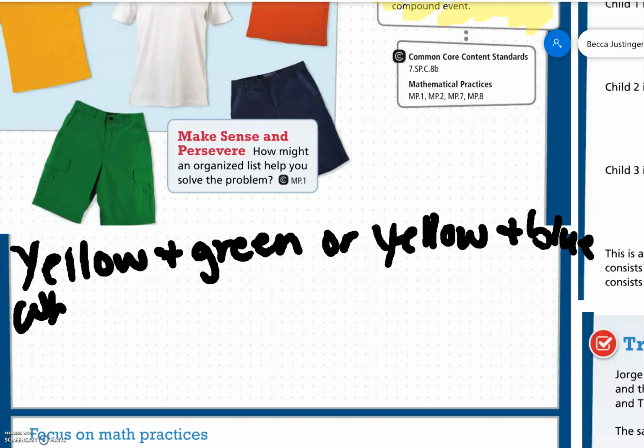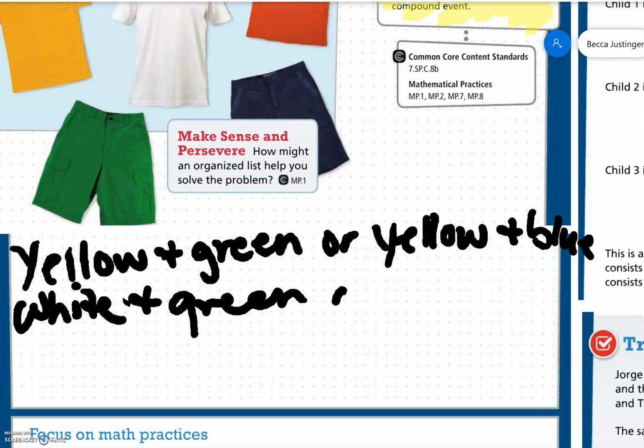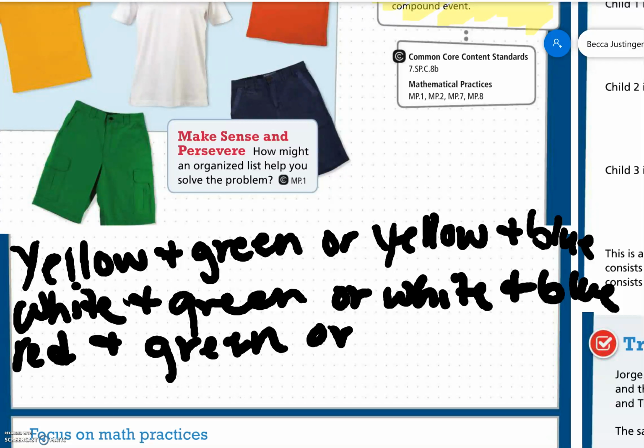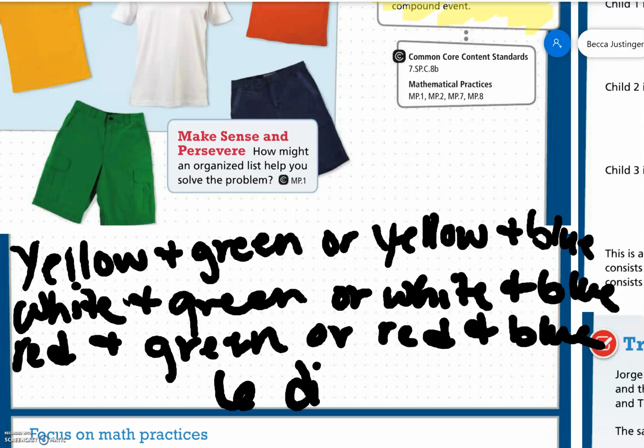You could do white shirt with the green pants, or the white shirt with the blue pants, and last but not least, the red shirt with the green pants, Merry Christmas, or the red shirt with the blue pants. So there's 6 different combinations.